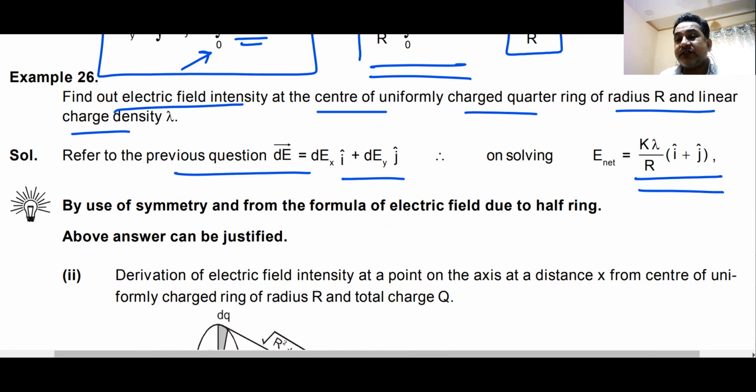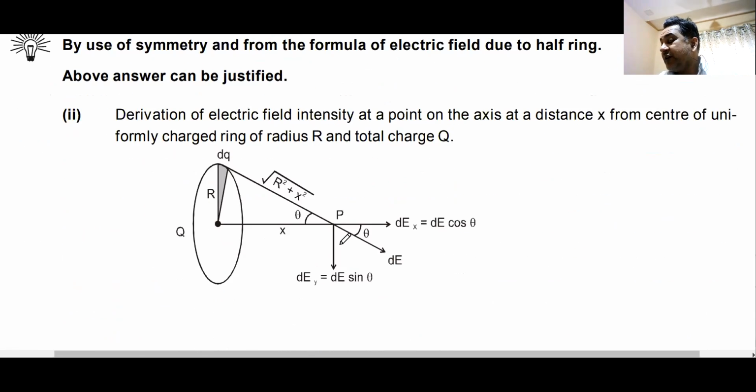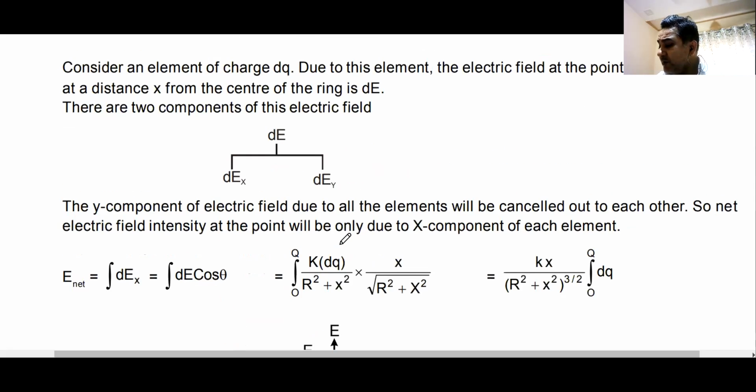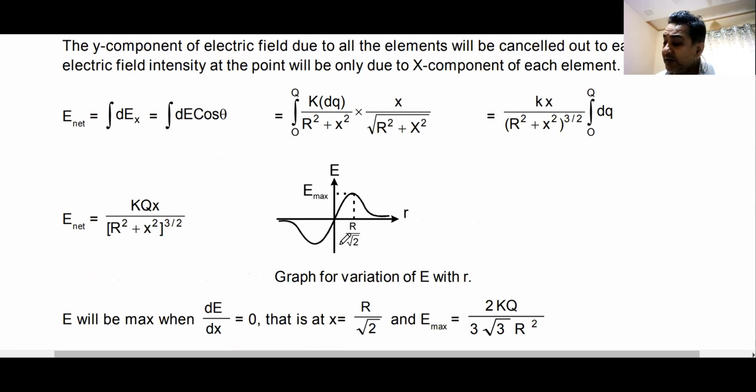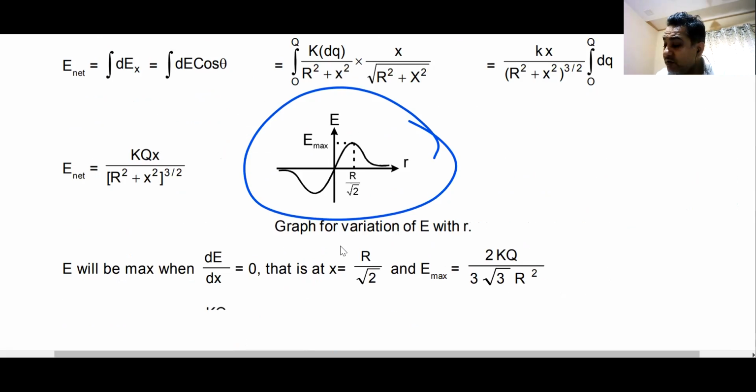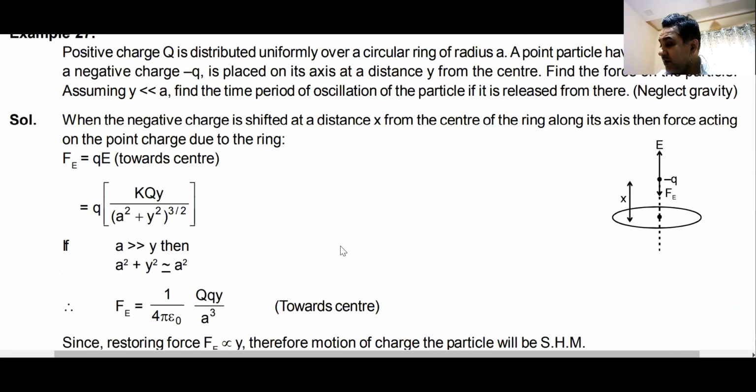Please mark my words. If you can remember all these formulae, I am sure that you would be able to do this. I am sure you will be able to do this. Remember this, due to a ring, the electric field is maximum at a distance of r by root 2. R by root 2.